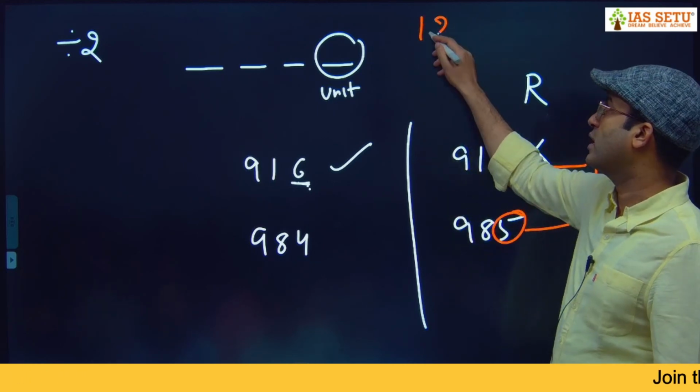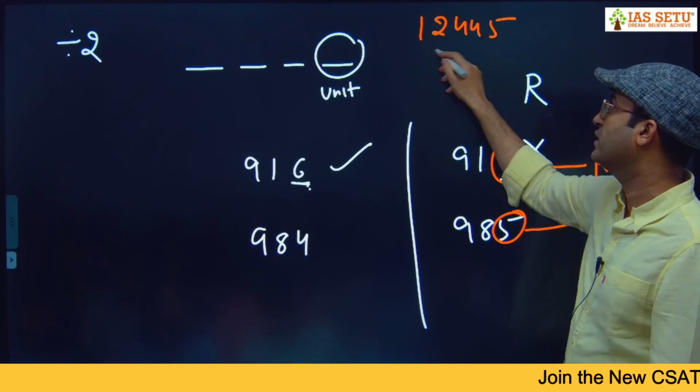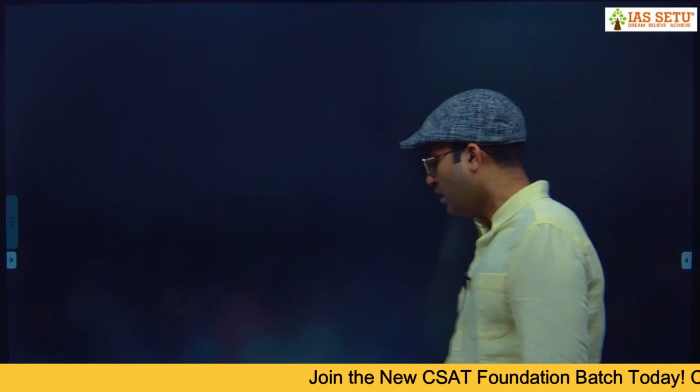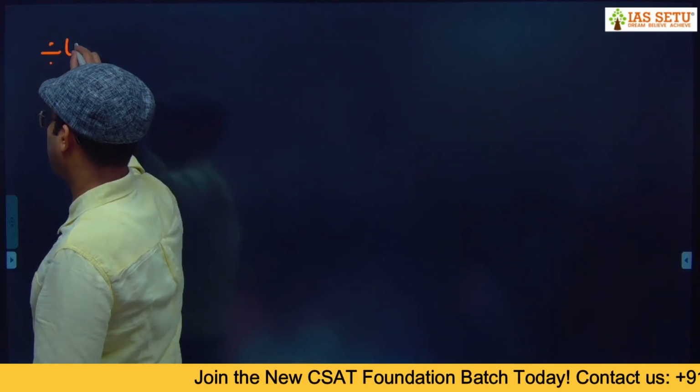Like my question is 12,445. Is it divisible by 2? No. Then what is the remainder? 1. Next is divisibility of 4.